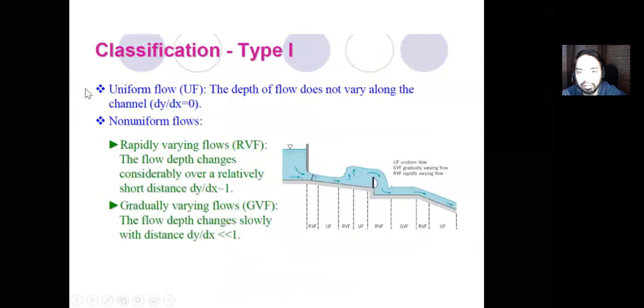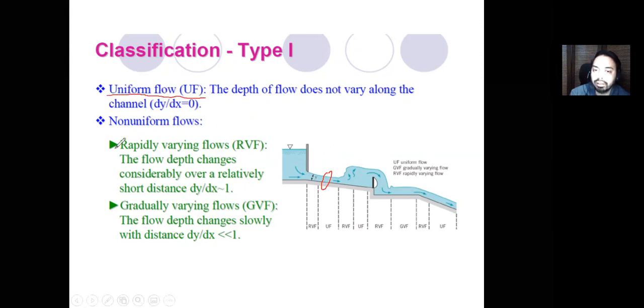Okay, so if we try to classify open channel flow, there are several approaches. Let's call it type 1 classification. This is based on the flow conditions. We have uniform flow, where the depth of flow does not vary along the channel, or dy/dx equal to 0. Of course the total height is decreasing, but the depth, as you can see over here, remains the same along the flow. The depth y is the same. So we have uniform flow in that case.